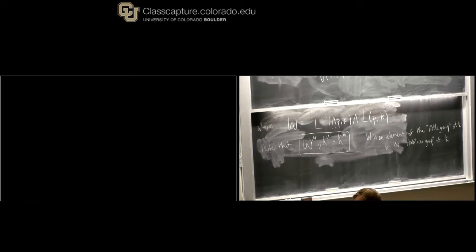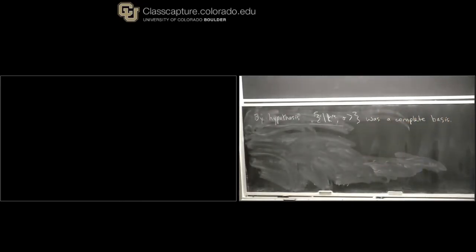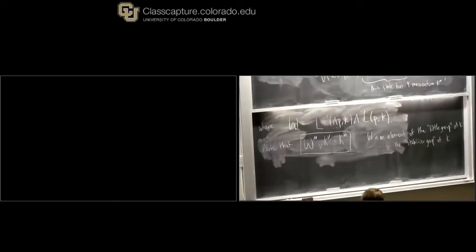Okay. So to finish our calculation, now by hypothesis, this was a complete basis for all states that have momentum K. Now if we go back here, this state has 4 momentum K, because we just argued that this is a Lorentz transformation that doesn't change K. So this state has 4 momentum K. So by the fact that this is a basis, that state must be expressible in that basis.